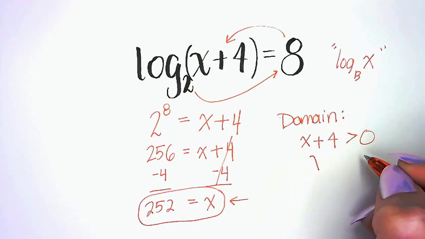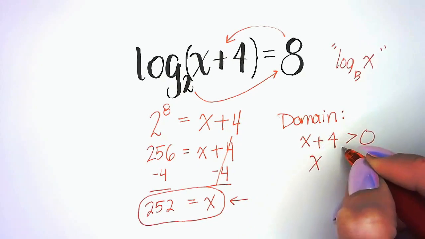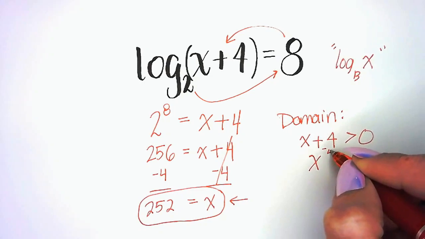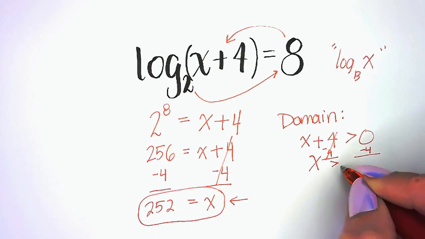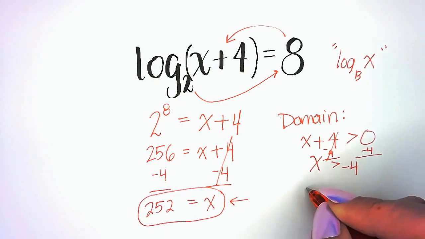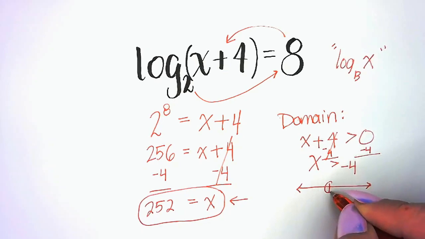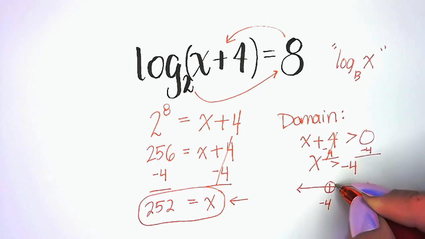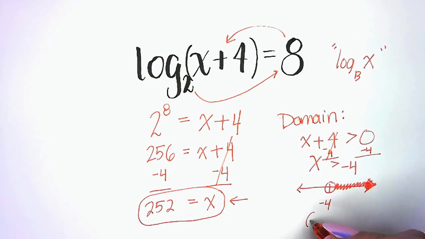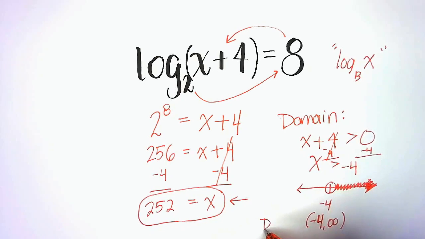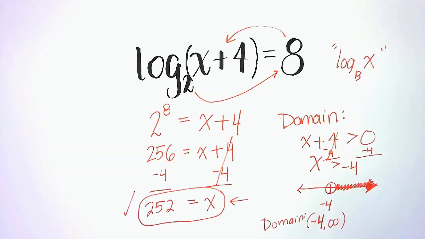We take x plus 4, set it greater than 0. If we subtract 4 from each side, we will get x is greater than -4. If you need to draw it on a number line before you make it into interval notation, go right ahead. Here's -4. And the interval notation for our domain is from -4 with a parenthesis until infinity. Is 252 within our domain? Yes, it is. So we are good to go.